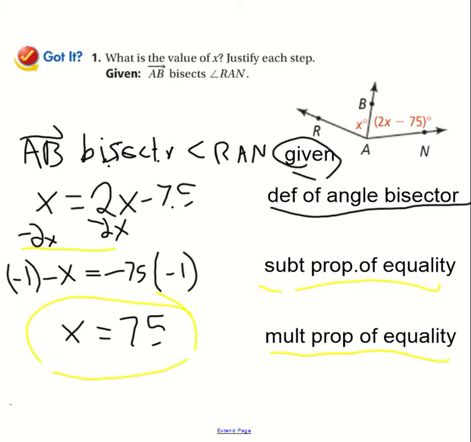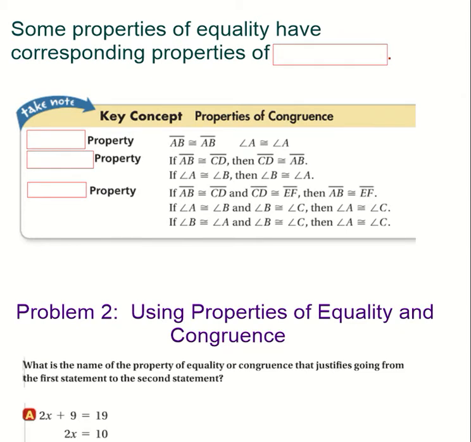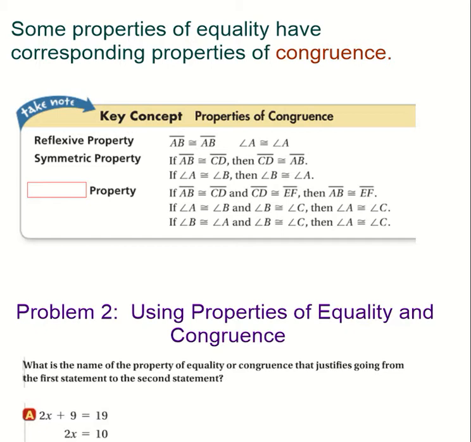And so what you kind of see is the beginning of a two-column proof, and that's what we're going to be talking about in the next few slides. And so some properties of equality have corresponding properties of congruence, and so we have some congruence properties here. The reflexive property of congruence: segment AB is congruent to segment AB, angle A is congruent to angle A. Symmetric property of congruence: if segment AB is congruent to segment CD, then segment CD is congruent to segment AB.